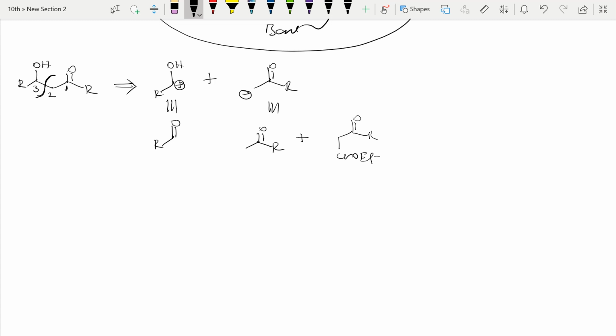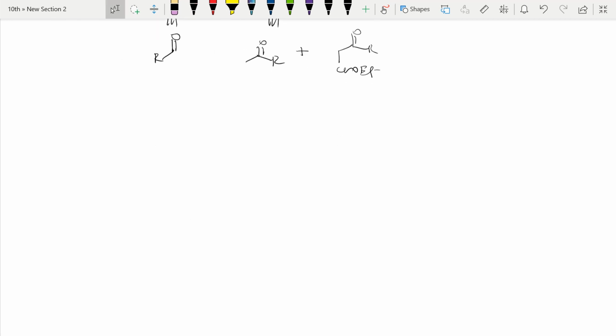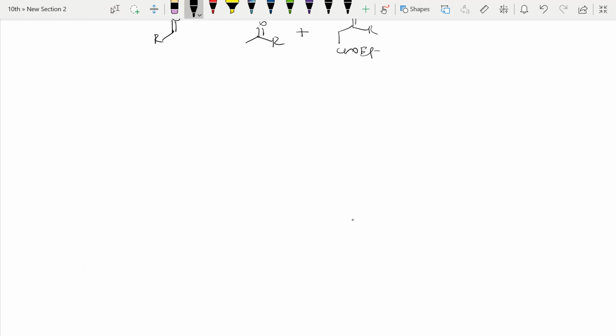So many examples we have done, right? Now let us see the Claisen ester disconnection, right? So let us see a few examples of Claisen disconnection, right? So this one is very easy, interesting. So let us see this example.